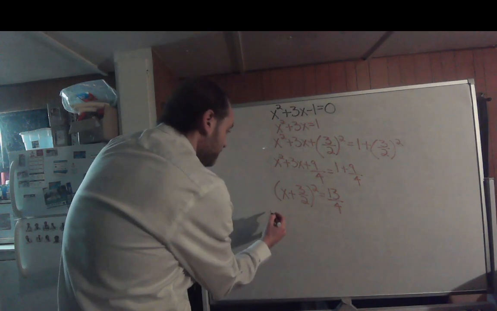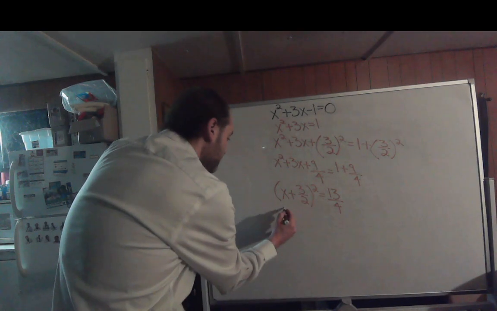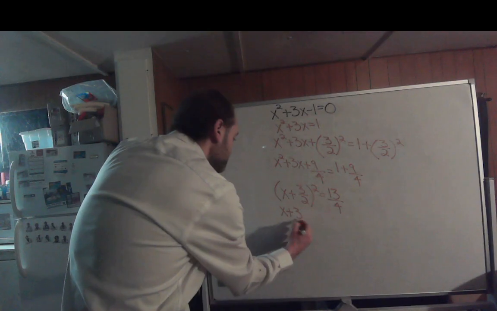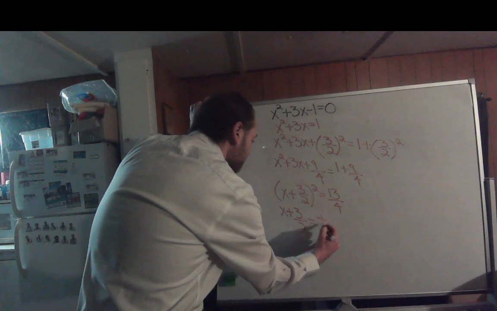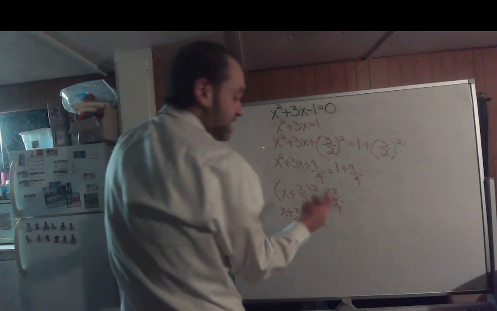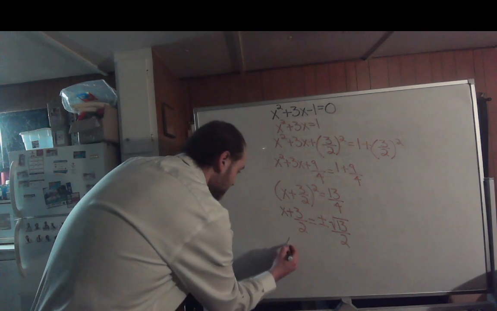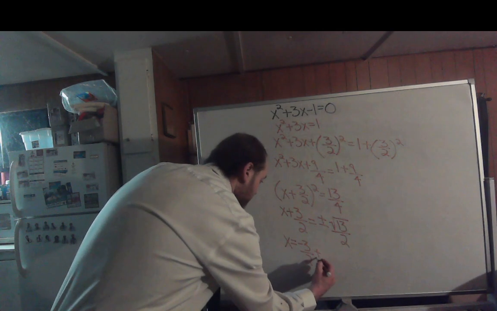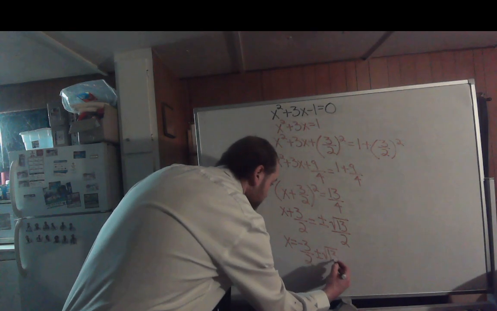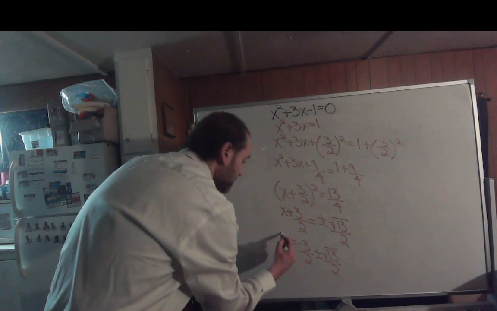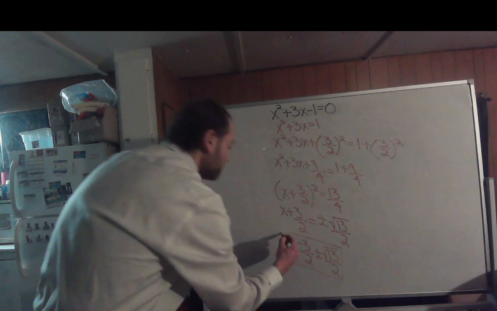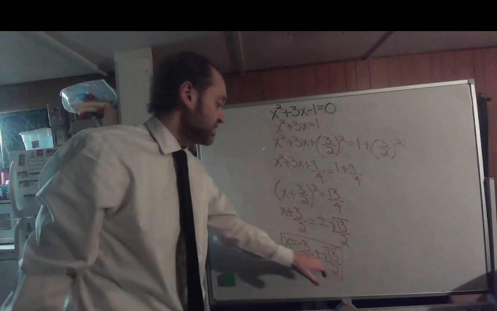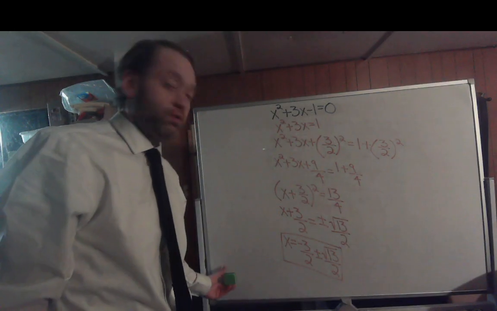So now just take the square root of both sides. That would give you x plus 3/2 would equal plus and minus the square root of 13 over the square root of 4. Well, that would give you the square root of 13 over 2. So that means x would equal negative 3/2 plus and minus the square root of 13 over 2. So those are your two solutions. x equals negative 3/2 plus and minus the square root of 13 over 2.